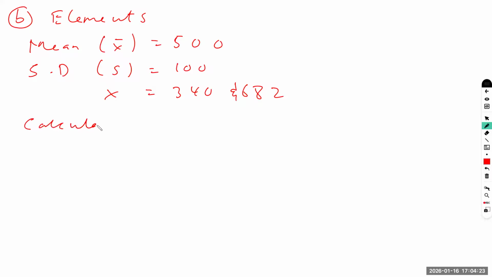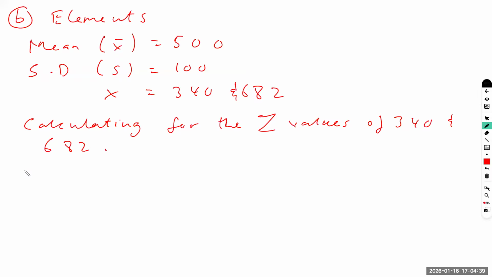So the first thing I'm doing here is calculating the Z value of 340 and 682. Z is equal to X minus X bar, over the standard deviation. This is the formula. To make it easy for you to understand, I'm going to write the values out. On normal circumstances, somebody would not write this, but I'm writing it for you to understand. The first X value I'm solving is 340.